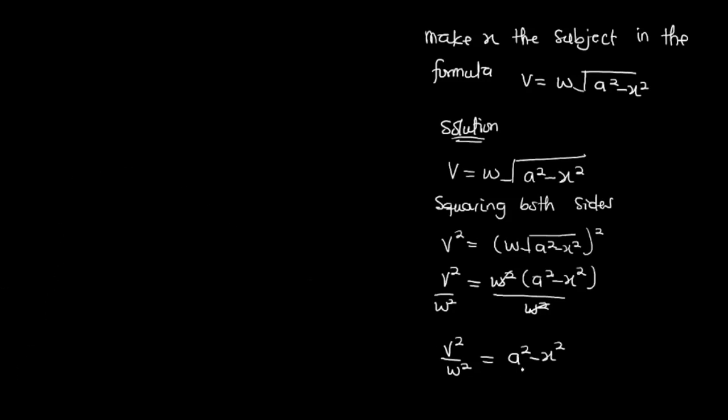Okay, so from here, the next thing we need to do is to rearrange the equation to make x squared stand alone. So I'm going to bring x squared, let me maintain x squared here. So I have v squared over w squared, then I send the a to the other side of the equal to sign, becomes minus a squared is equal to negative x squared. So this is the expression that I have.